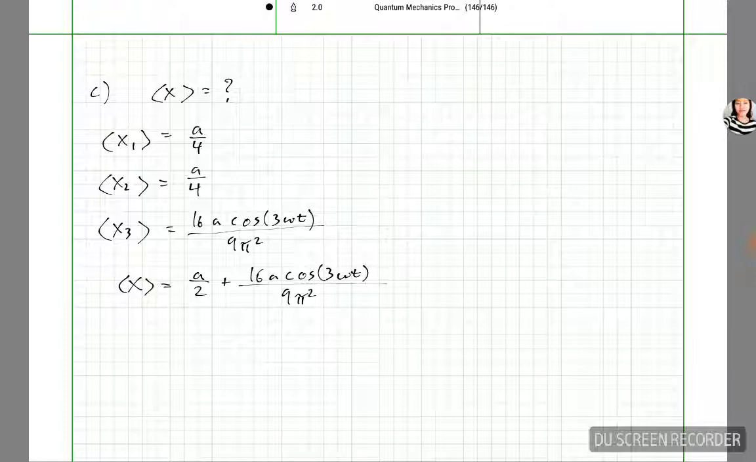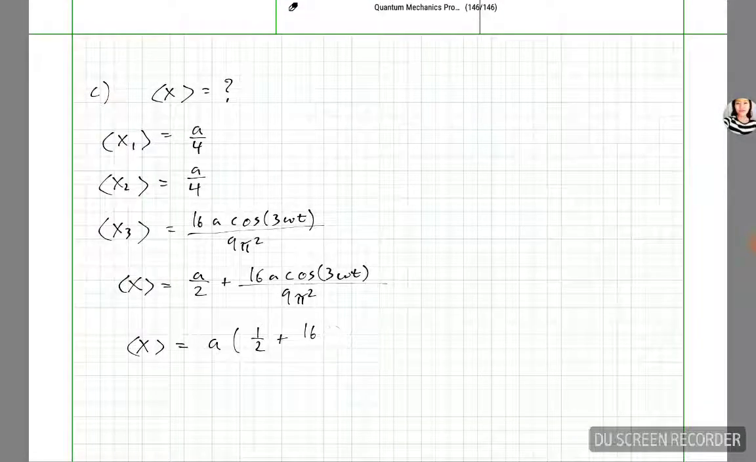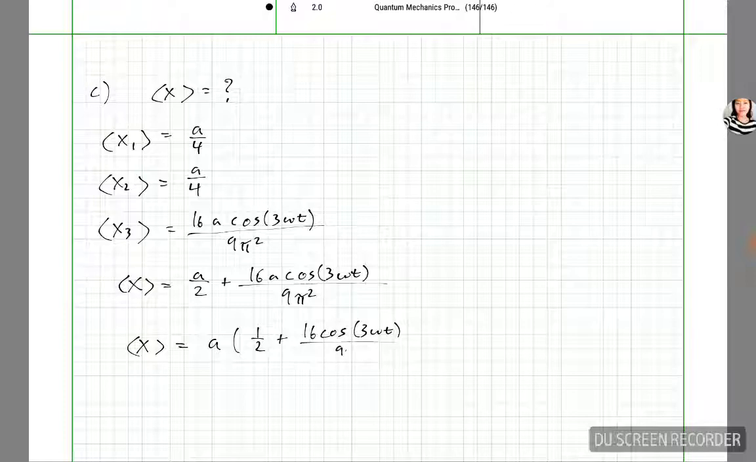over 9 pi squared. Now inside the cosine we don't have any units, pi doesn't have any units, we have units of meters, which we should have for our expectation value. So I basically have a over 2 plus 16, oops, I don't know why I put a there, cosine 3 omega t. Now for our oscillating term, we could also take out the 1/2.